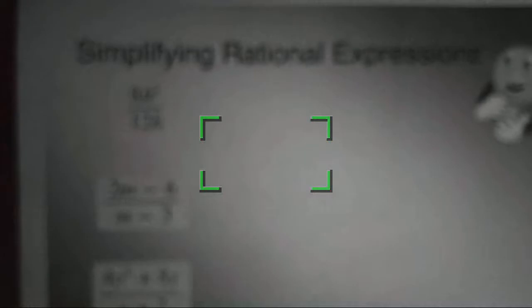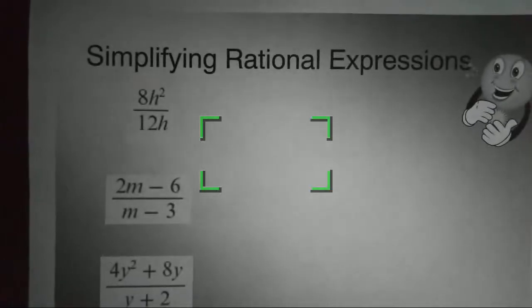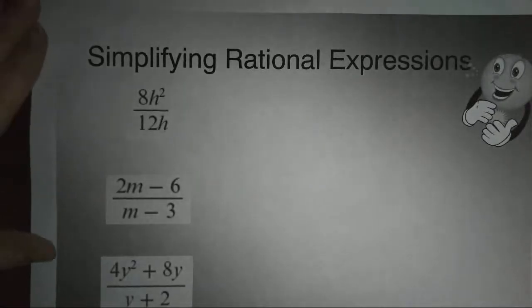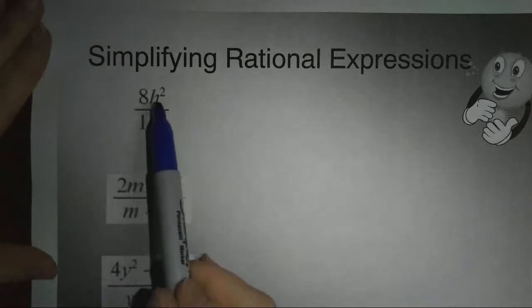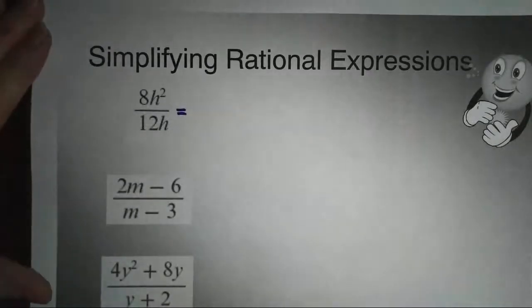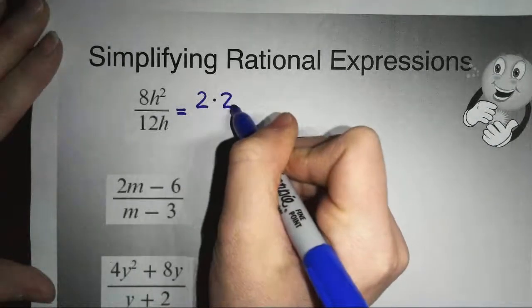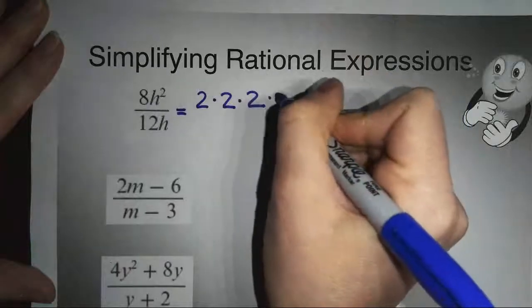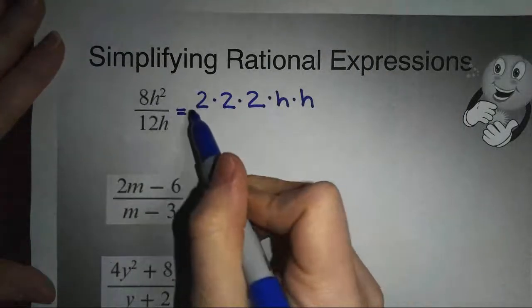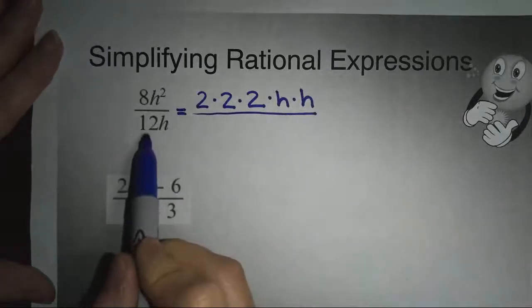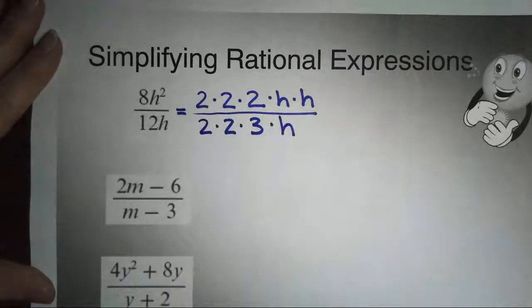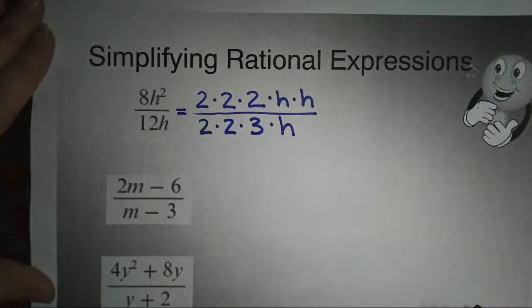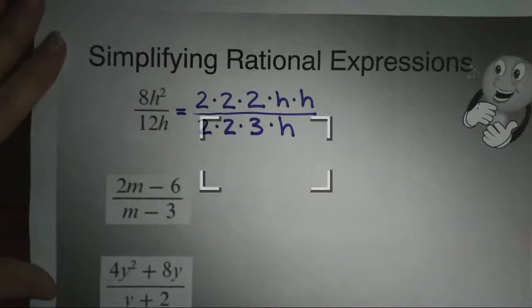Now we're going to do some simplifying of rational expressions. This is stuff that we have done before, and we simplify our rational expressions with a single denominator by factoring. So I'm going to factor the top, factor the bottom, and then see what cancels out. Now I've got 8h squared over 12h. If I write this out in prime factorization, I've got 2 times 2 times 2, there's my 8, and then h squared is h times h. When I divide that by 12h, and I rewrite 12h in prime factorization form, I have 2 times 2 times 3 times h. So all I've done here is factor the numerator, factor the denominator, and now I'm going to cancel out anything that's the same on top and on bottom.